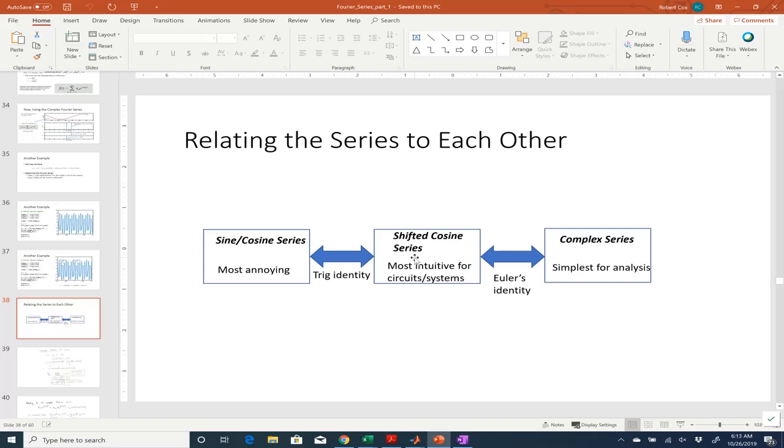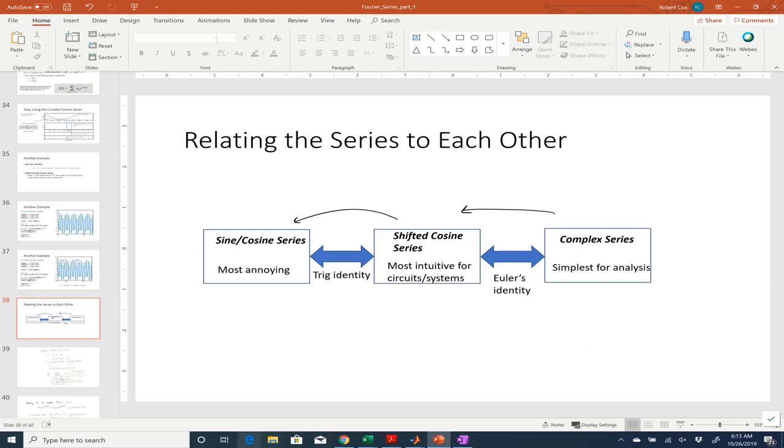There's also what we call the complex series. I said that's the simplest one for analysis. And then we have the sine-cosine series, which is just kind of annoying. The math is ugly. The calculus is very simple when we have exponential functions. So we like this guy. So in this case, what I'm being asked to do is to go from the complex series to the shifted cosine. And if I had to, I would then go from the shifted cosine to the sine-cosine series.